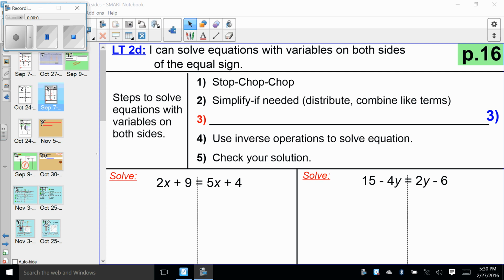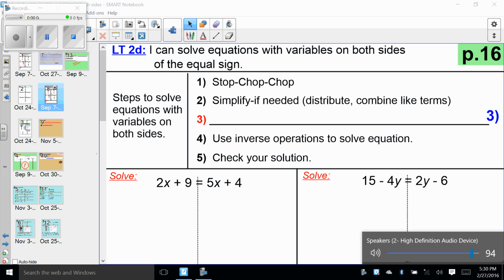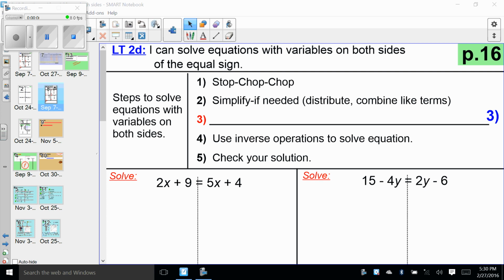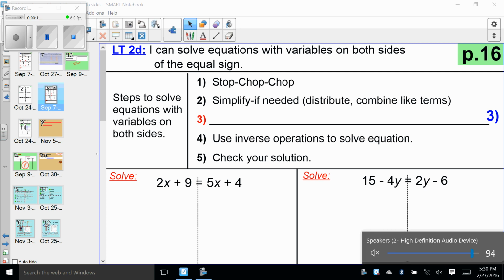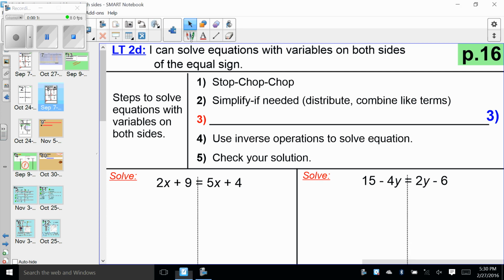Hey, 8th grade. So our learning target today is I can solve equations with variables on both sides. So we'll have a variable on both sides of the equal sign. So you should be on page 16. Couple steps that you're used to.